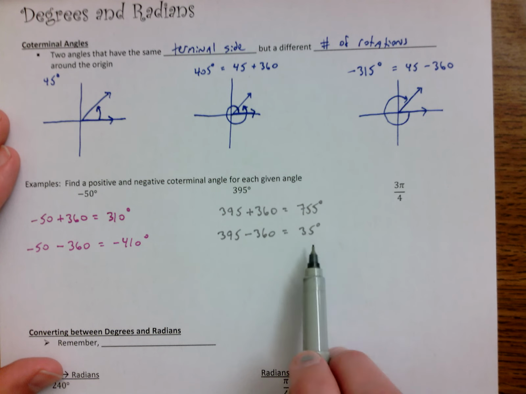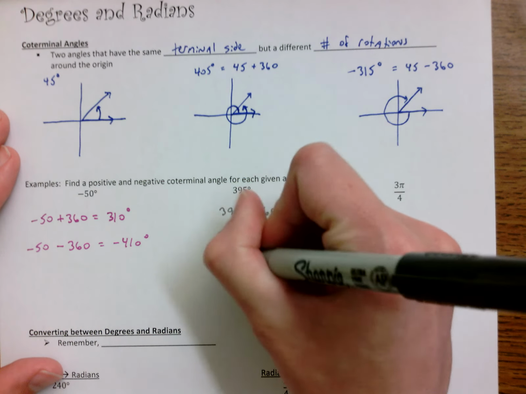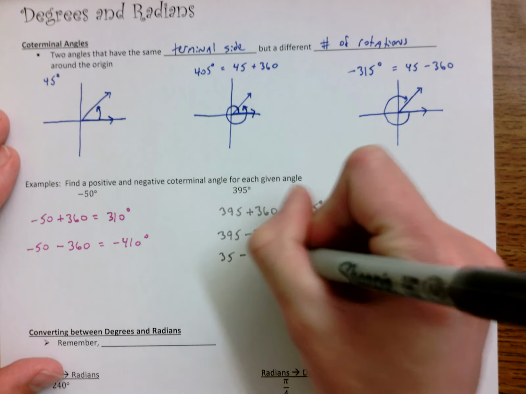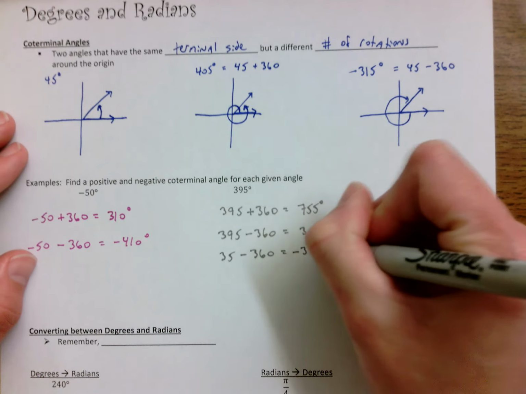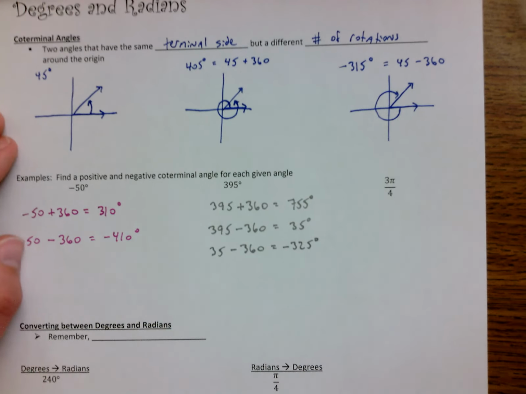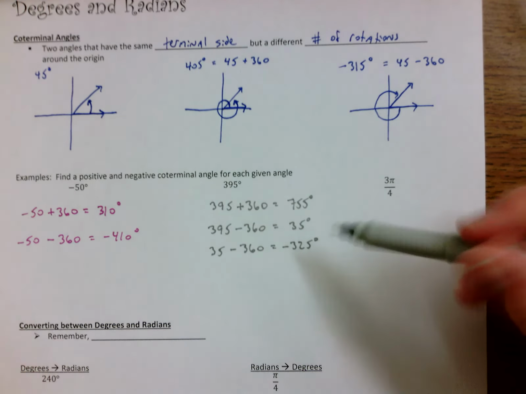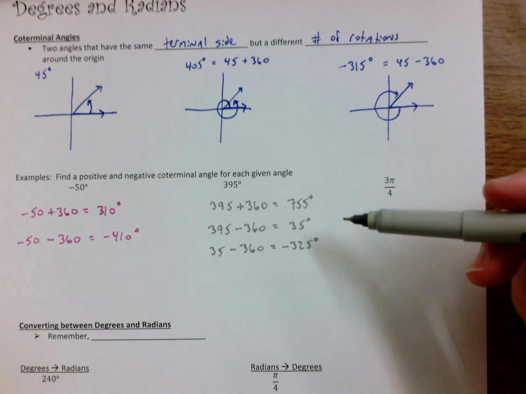Okay, so what I'm going to do from here is say, well, I know that 35 is coterminal, so I'm just going to take that 35 now and subtract another 360. Okay, and that's going to get me to negative 325. And that is a negative coterminal angle. So just be careful of that because that's a really common mistake and it's a silly one to make.